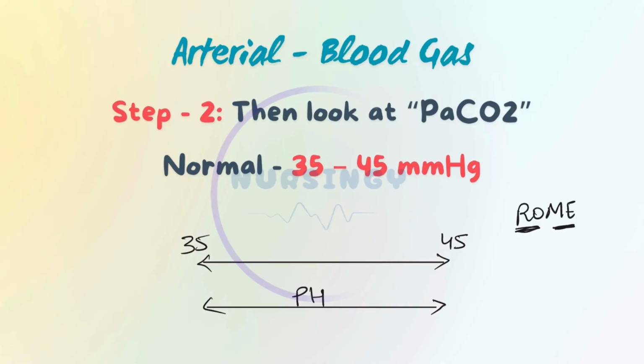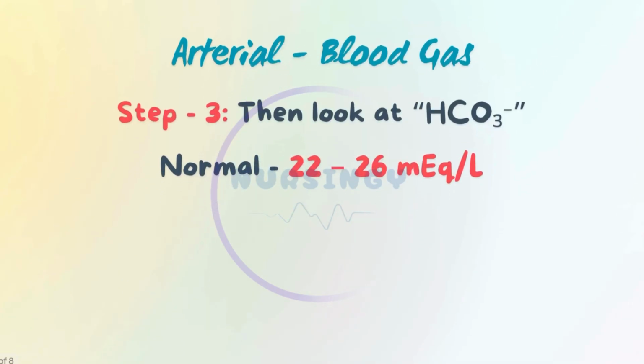So if you have a pH of 7.28, that is acidic. And then the patient comes with a PaCO₂ of 58, that means they are going in the opposite direction. That will be respiratory acidosis. If it is going the same way, then just leave it here and we will move to the next step, and that is to look at the bicarbonate.